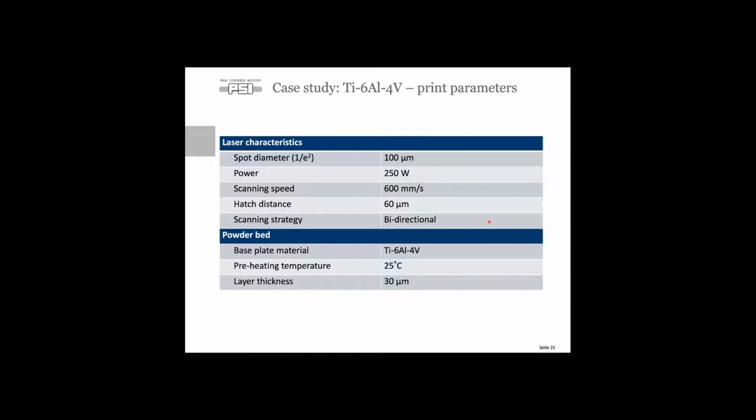A power of 250 watts, we can go up to 500 with our current system. And we use a scanning speed of 600 millimeter per second. So you see these are typical parameters used in conventional printers. As I said, we have a bidirectional scanning strategy. The layer thickness is 30 microns and there's no preheating of the sample.